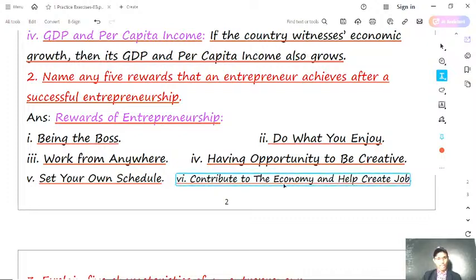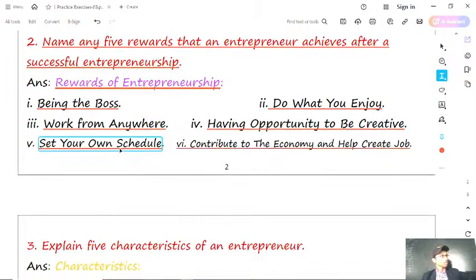Next is contribute to the economy and help create jobs. This is a major one, I have to write it as the first point. See what happens. It gives a great contribution to the economy of the nation. Along with this, it creates jobs for many people. Okay, these are the 5 rewards that an entrepreneur gets.